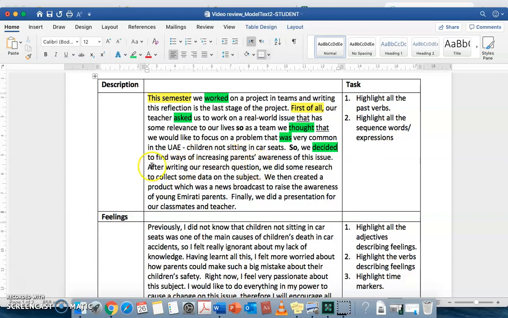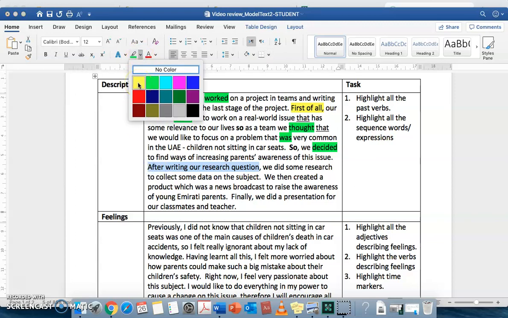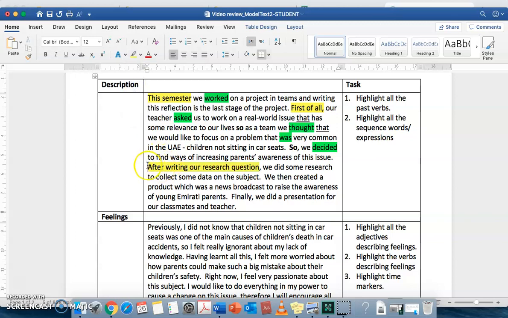Let's have a look at the next sentence. After writing our research question, this is actually our sequencing word or our time expression. We used this chunk when we were doing our recounts, our second module. We know that after using after, we can have the verb in the ing form. After writing our research, after doing something.